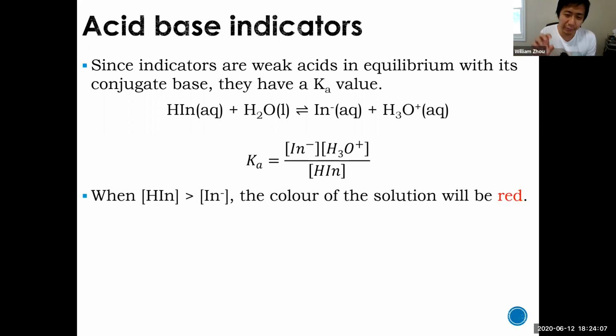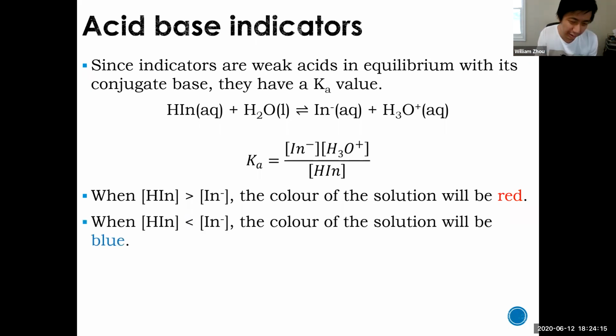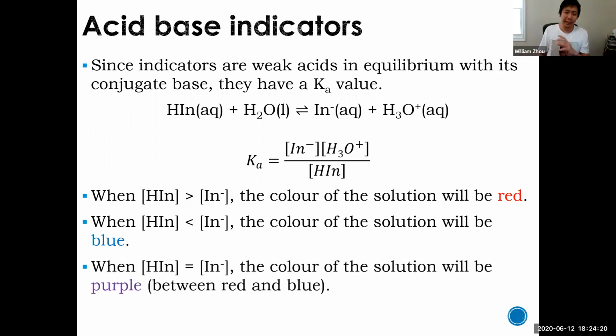When you have more concentration of the acid, then it will be red. If you have less acid than base, it will be blue. And if they're equal, it should be between red and blue. It's a transition. You see both colors mixed together. So red plus blue, you mix to get purple.